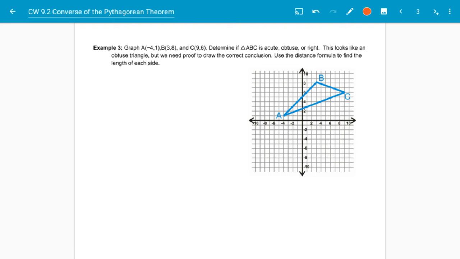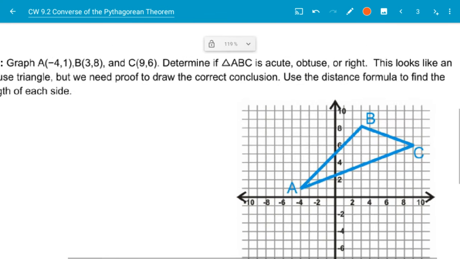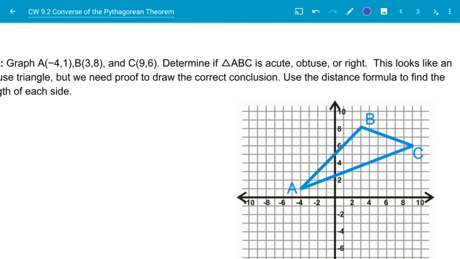Example 3 says graph A, B, and C, which it's already done for you right there. And it says determine if triangle ABC is acute, obtuse, or right. This looks like an obtuse triangle, but we need proof to draw the correct conclusion. So it says use the distance formula to find the length of each side. That's the first thing we need to do: find the length of each side using the distance formula.